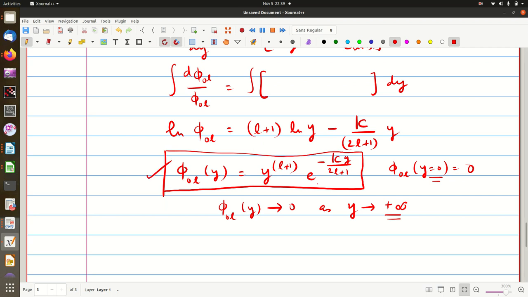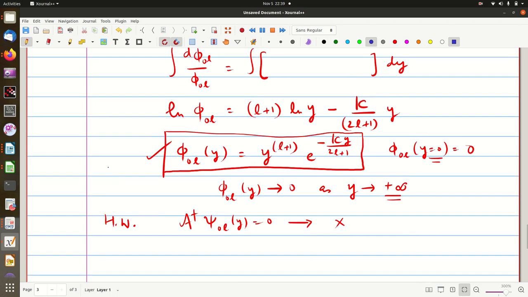Similarly, as homework, you can show that A dagger acting on some chi naught L of y equal to 0 will not yield a normalizable function. That doesn't work. So that takes care of our first ground state.